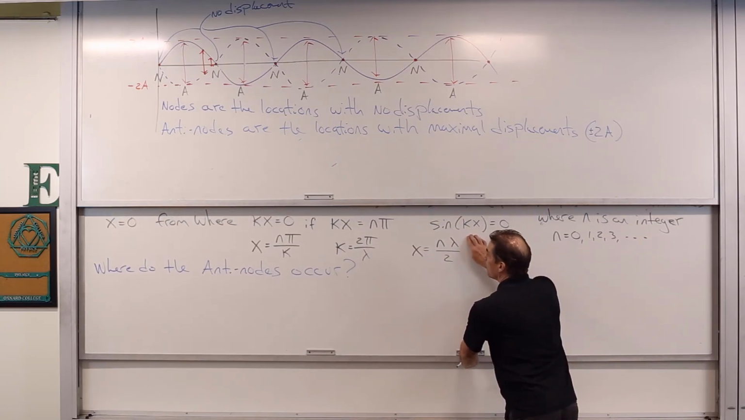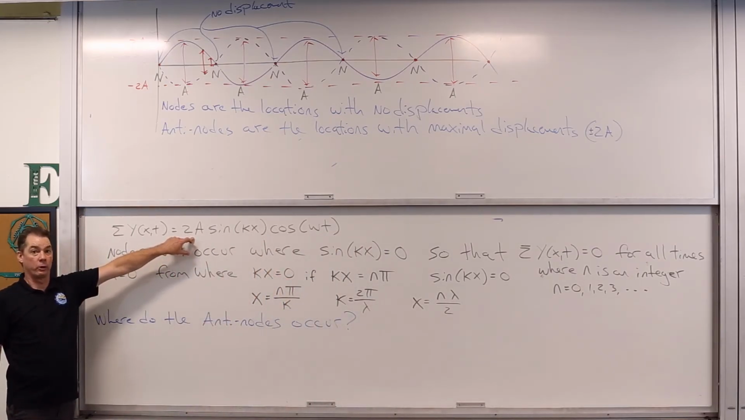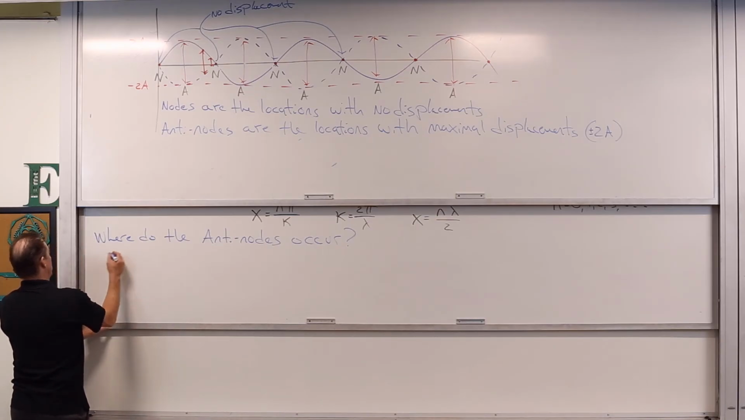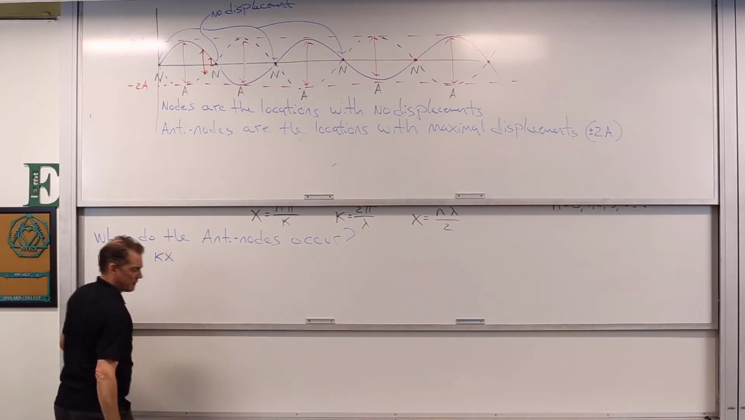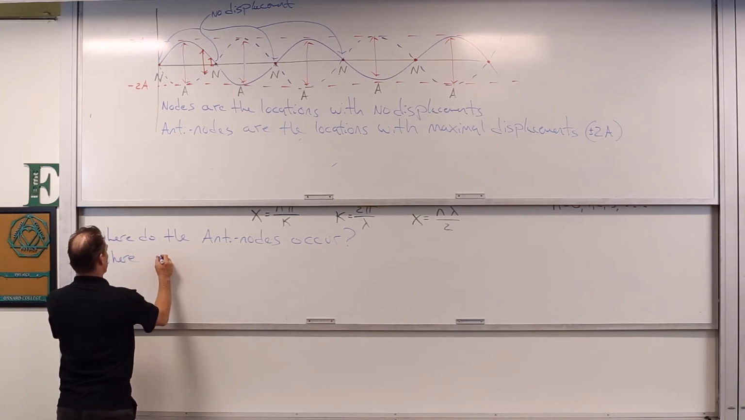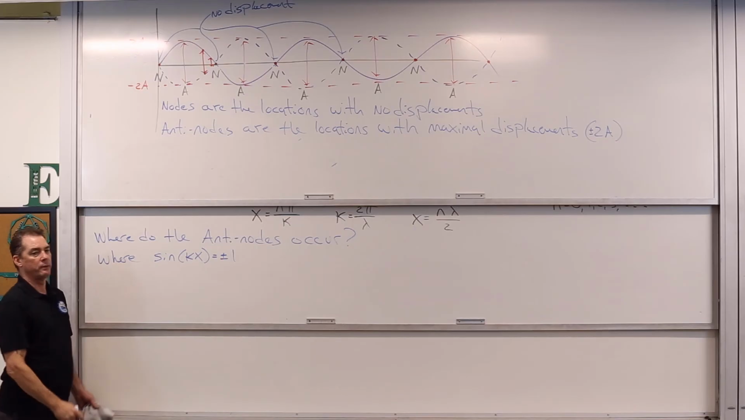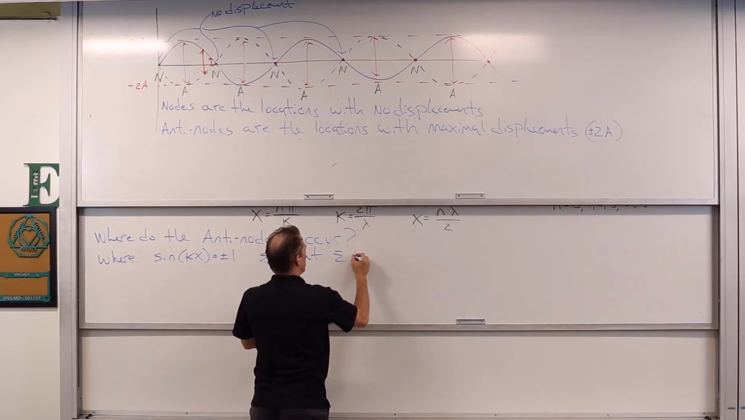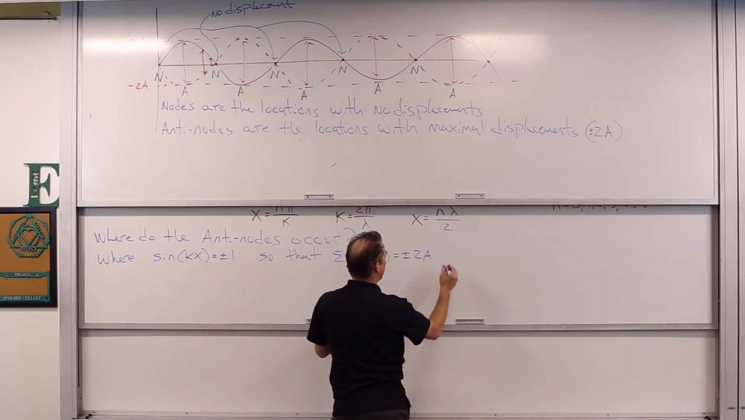So let us go ahead and look at where the antinodes are. Well, they're going to occur where the sine of kx is equal to plus or minus 1. The maximum that it could be, or the absolute value of the maximum of what it could be. When this is plus or minus 1, this will be plus or minus 2a, where 2a is the maximum distance away from the equilibrium position.